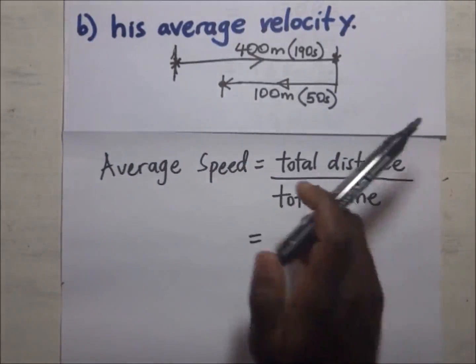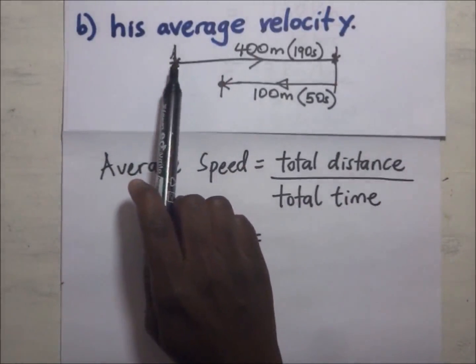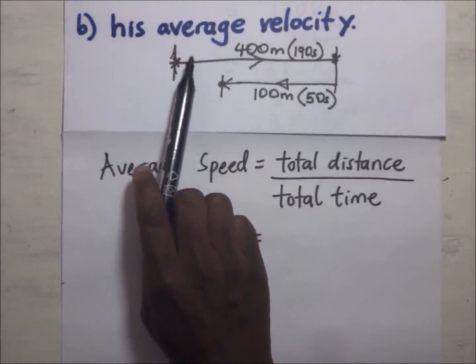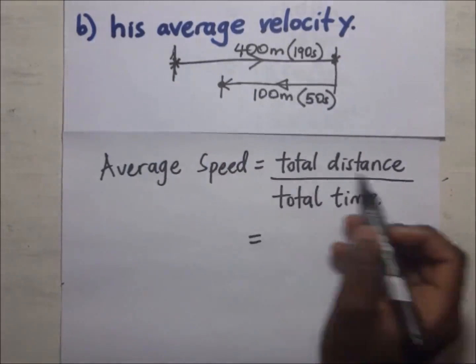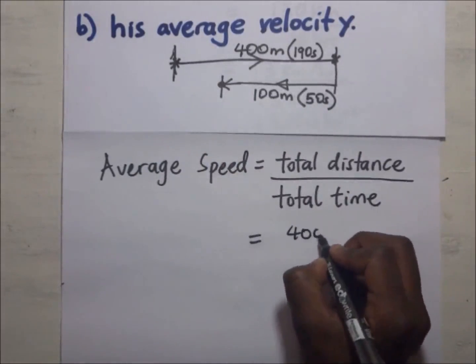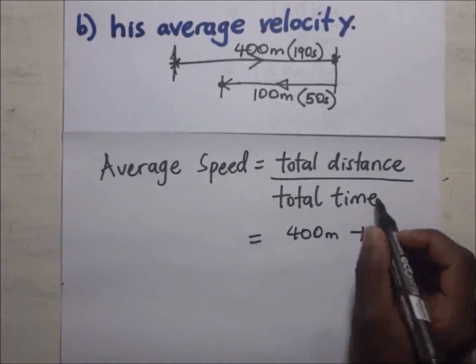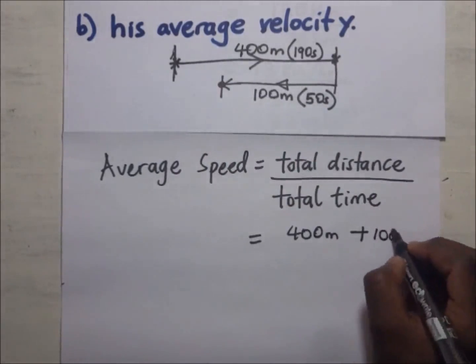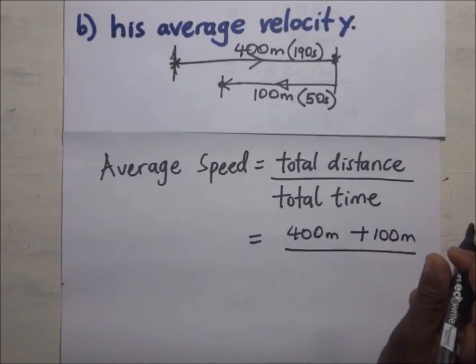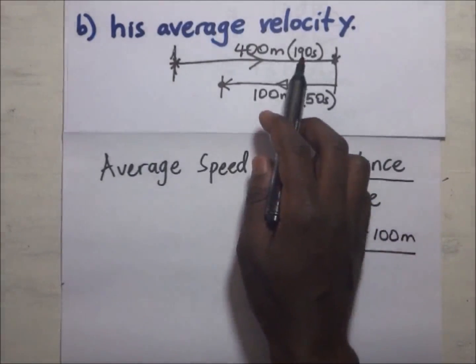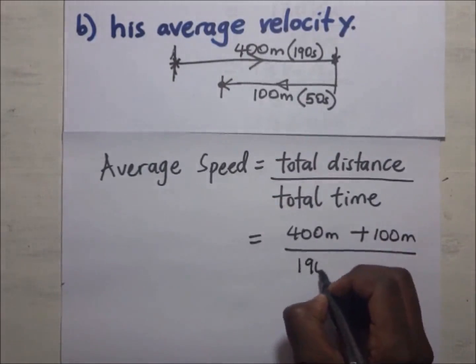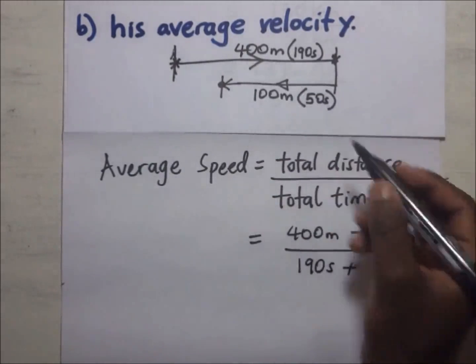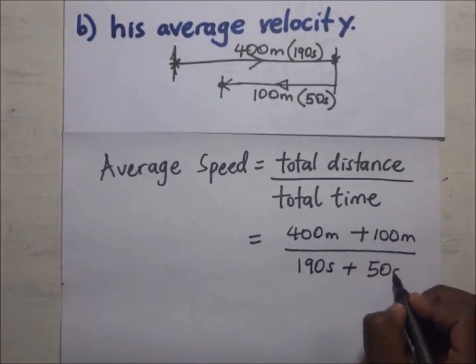Total distance covered: the guy started from here. He moved 400 meters that way, plus 100 meters. So the total distance covered is going to be 400 meters, add that to 100 meters, and divide that by the total time. When he was moving the 400 meters, he moved for 190 seconds, and when he came back he moved only for 50 seconds.